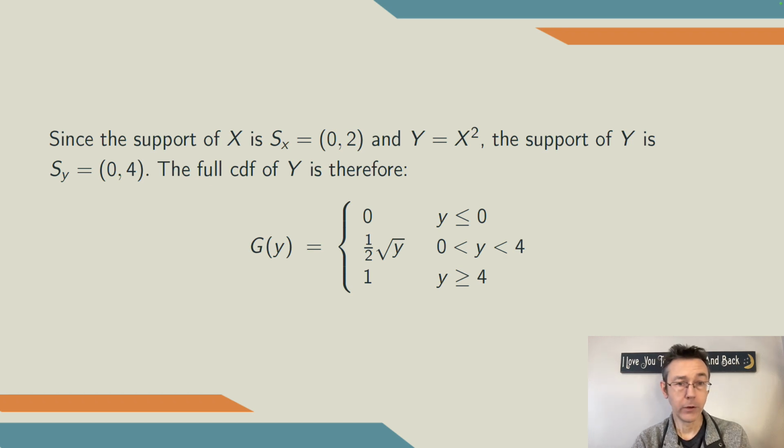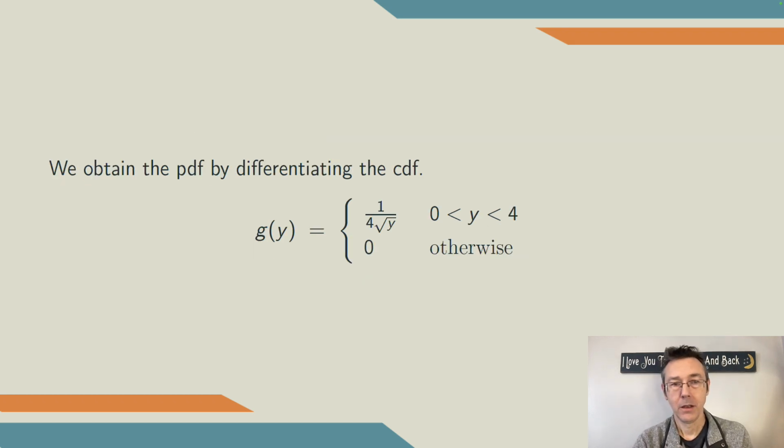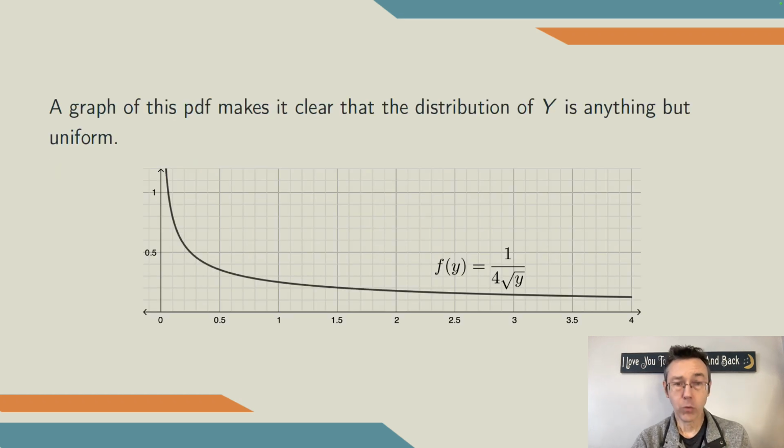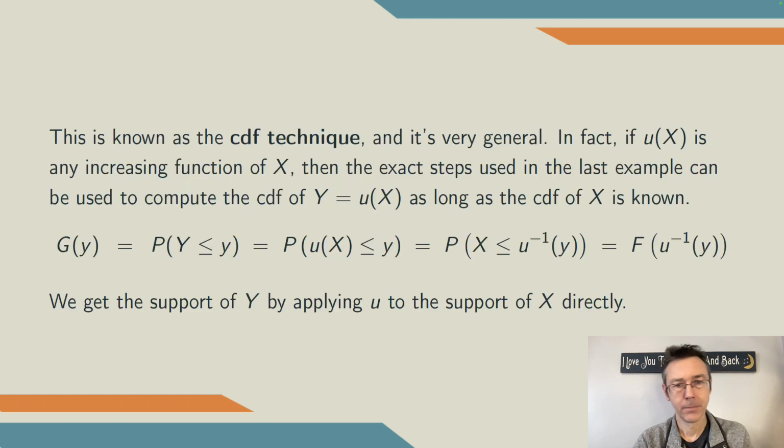Of course, this function satisfies all the requirements for a cumulative distribution function. It starts off at 0, increases towards 1. We can get the PDF by differentiating that CDF. We get 1/4 square root of y between 0 and 4, and 0 otherwise. The graph of this PDF makes it clear that the distribution of y is not uniform, just as we kind of suspected at the start of this video.